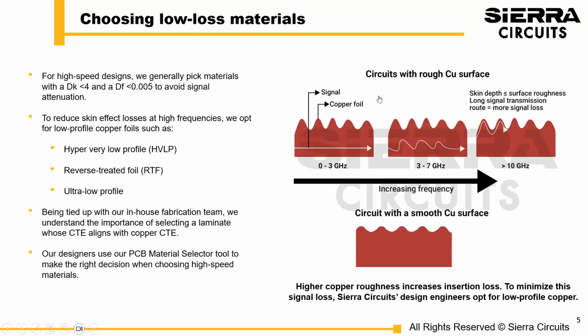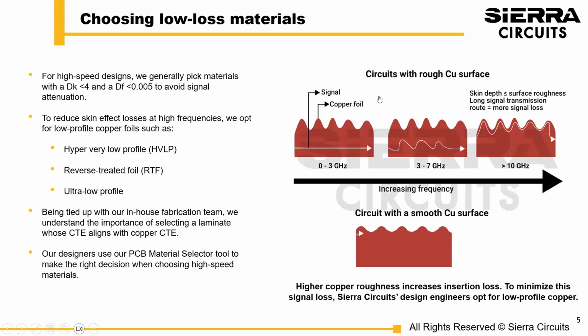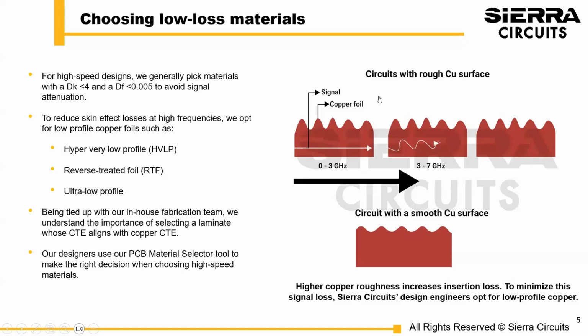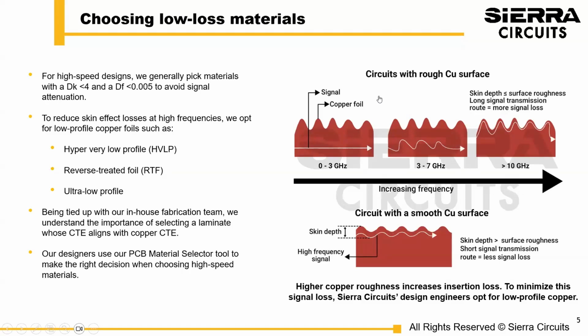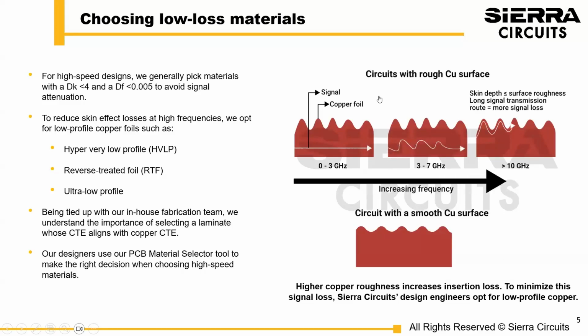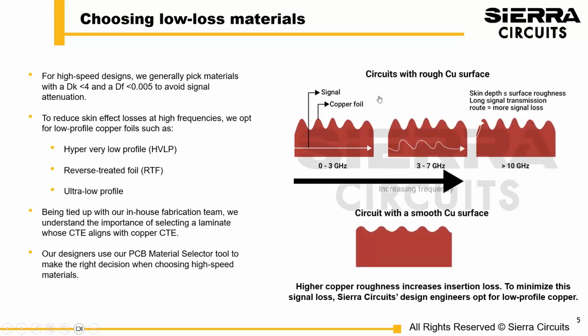Let's start with how to choose low loss materials. While designing high speed jobs, our design engineers select materials with a DK less than 4 and DF less than 0.005. To reduce the skin effect losses at high frequency, we usually use low profile copper foils such as hyper very low profile HVLP, reverse treated foil RTF, and ultra low profile. Being tied up with our in-house fab team, we understand the importance of selecting a laminate with a CTE that aligns with that of copper.